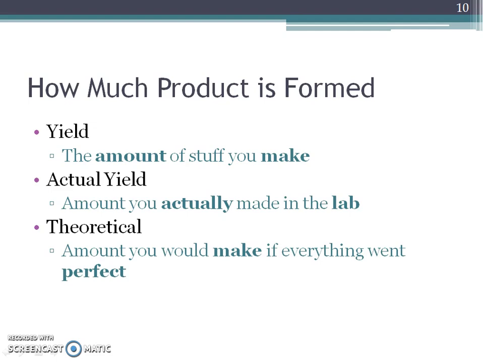So you want to always know, though, how much product is really formed. So the yield is the amount of stuff you make. The actual yield is how much you made in lab. Remember that when you're doing lab experiments, it's not always the perfect conditions. It's not always under standard conditions. You got wind blowing all over. You might not have a calibrated balance. So these are all things that could mess up what you actually get in the lab compared to the theoretical yield. And that's how much you should make according to the stoichiometric calculations.